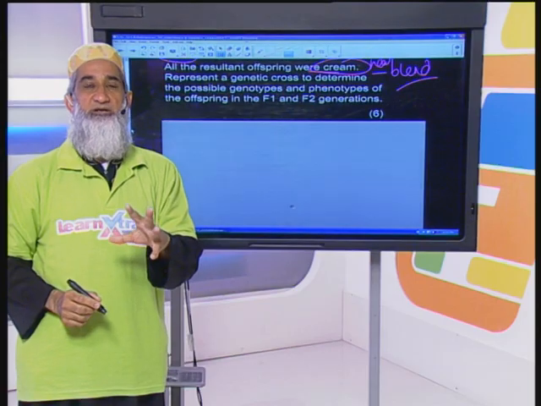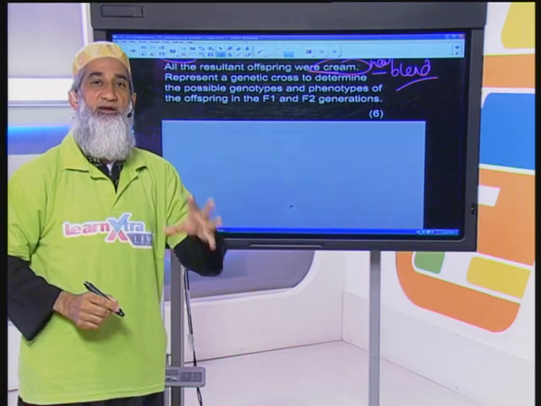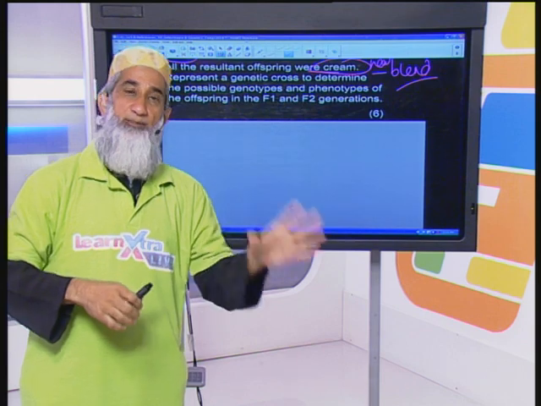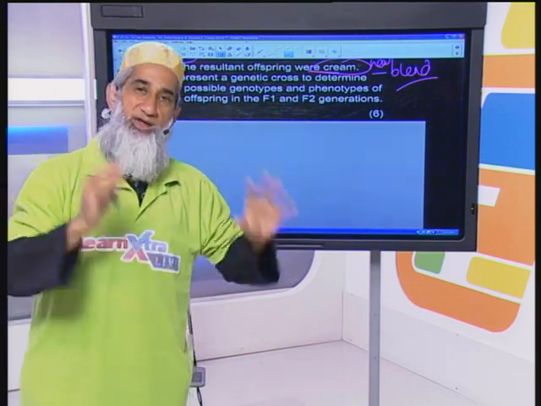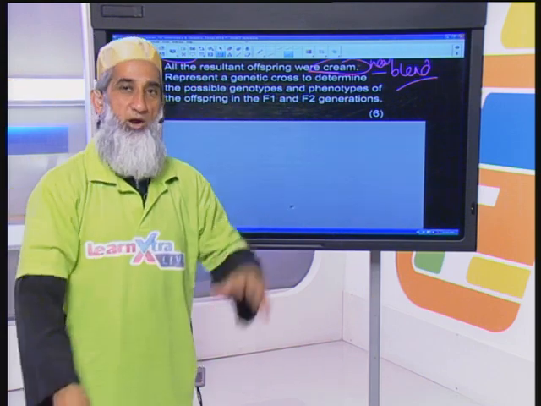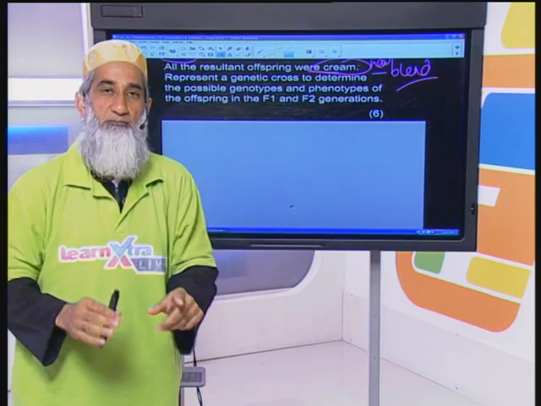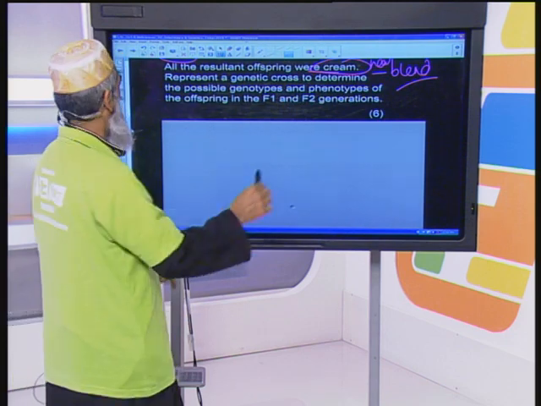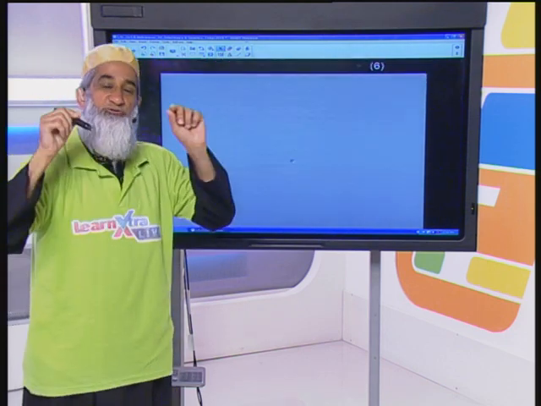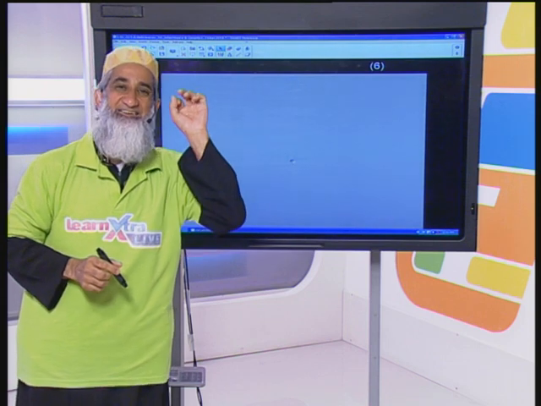But notice, guys, when you're working out the problem, the way you work out the problem does not change. You are now using only capital letters and capital letters. But the way we work out genotype, phenotype, gametes, F1, all that is still the same. But the results are different. Let's see why. I want this to sink into your head to know that genetics is easy.